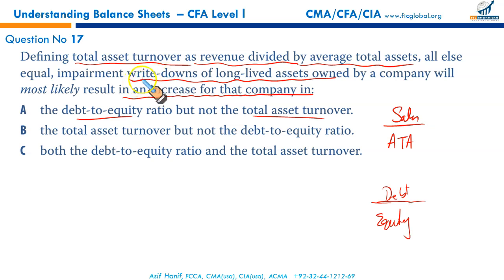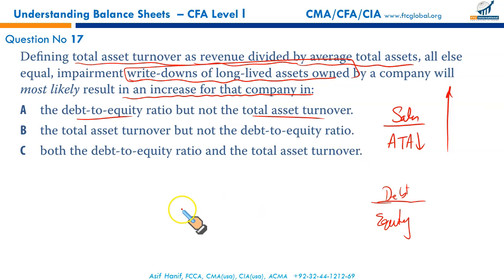Since there is an impairment of the long-lived asset, the assets turnover denominator, average total assets, will fall. When the average total assets fall, the denominator of this ratio falls because of the impairment write-down. How is the impairment recorded? We debit the impairment loss, credit the accumulated depreciation. This accumulated depreciation reduces the book value of the assets. Average total assets will fall. Because of the lowered denominator, the ratio would go up.